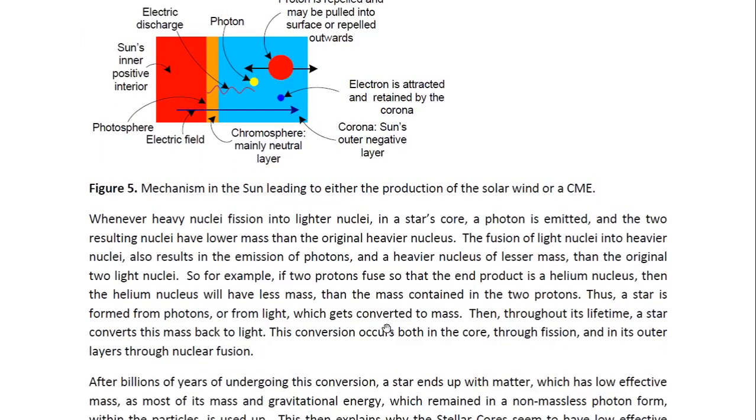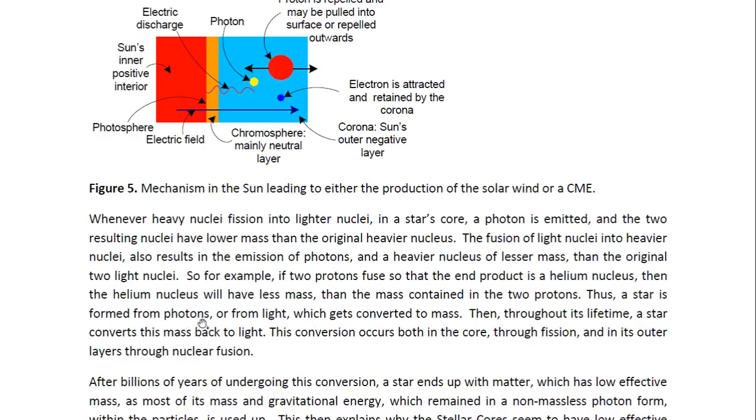Now, whenever heavy nuclei fission into lighter nuclei in a star's core, a photon is emitted, and the two resulting nuclei have lower mass than the original heavier nucleus. The fusion of light nuclei into heavier nuclei also results in the emission of photons and a heavier nucleus of lesser mass. And this is what's occurring in the corona, the outer layers. As these particles emerge, fusion will occur and heavier nuclei will start forming.